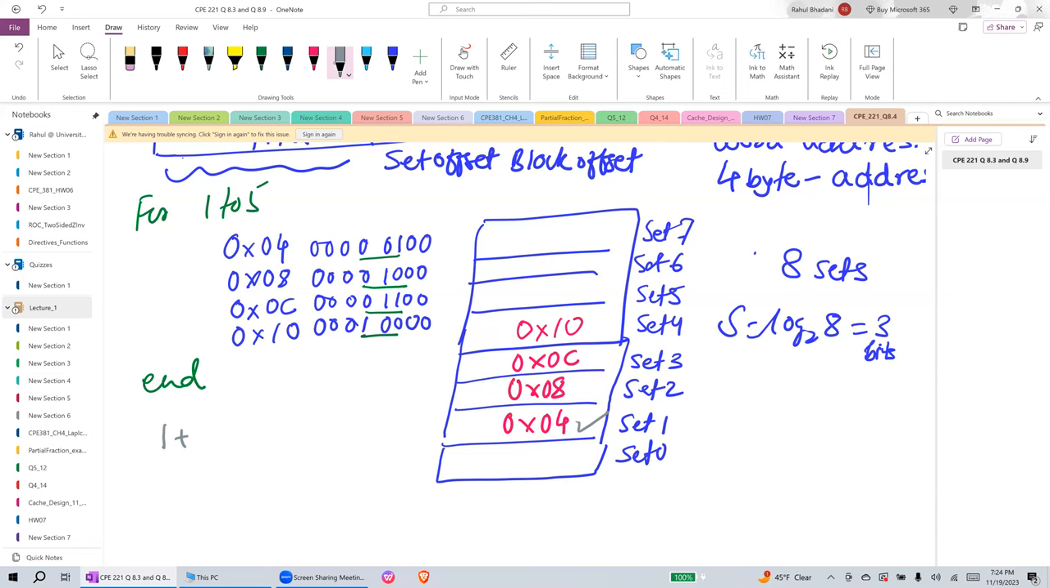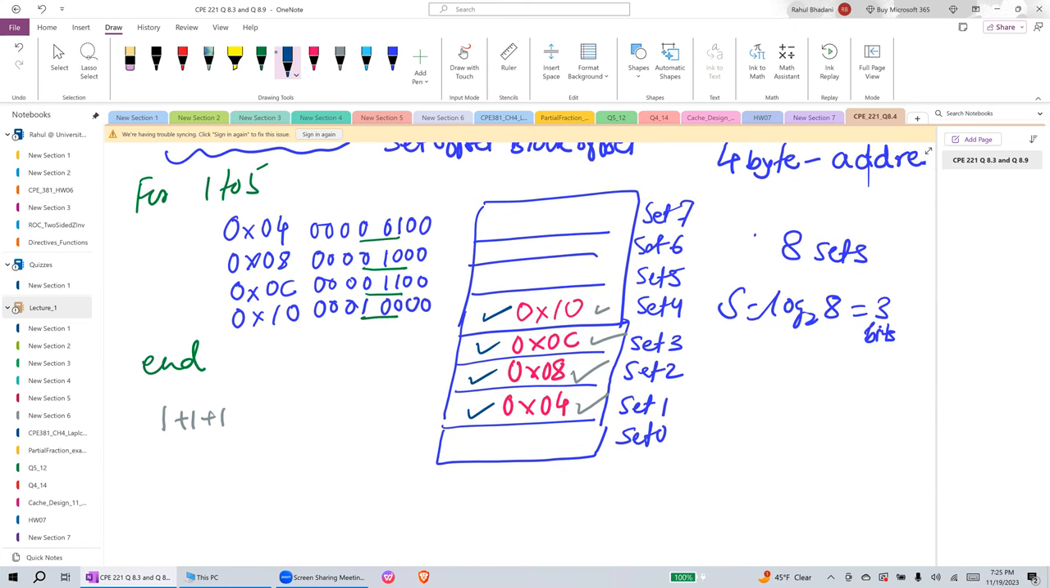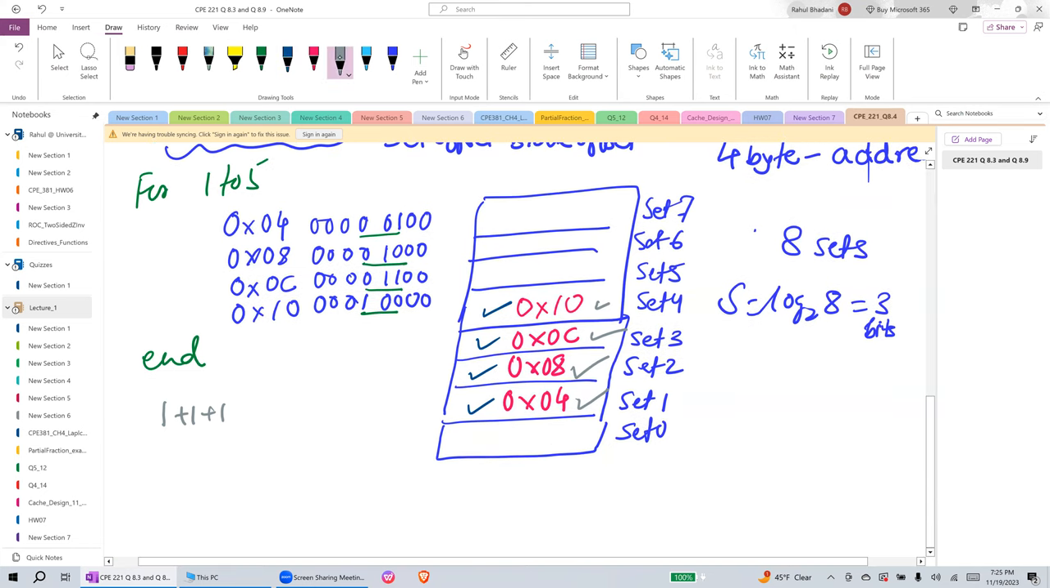So it will fetch from the physical memory. And so cache miss. Then 0x0c, same situation. Then 0x10, same situation. Then when it comes the second time in the iteration, second iteration, this will be in the cache. So no cache miss, no cache miss, no cache miss, no cache miss. Okay, so actually in this case, only 4 cache misses will happen.